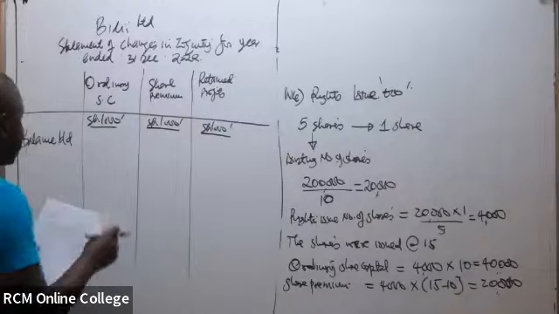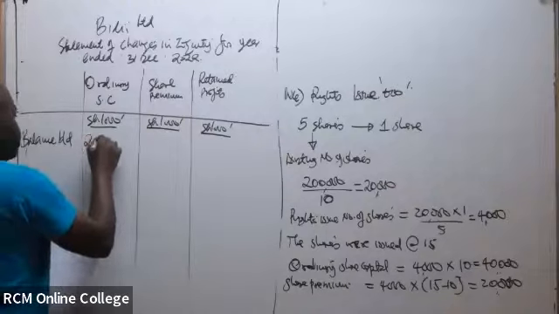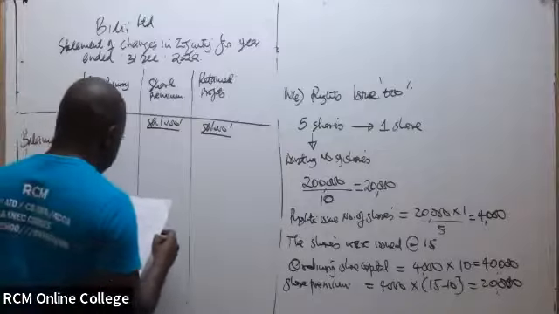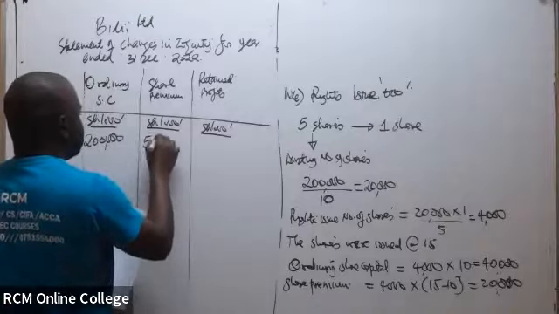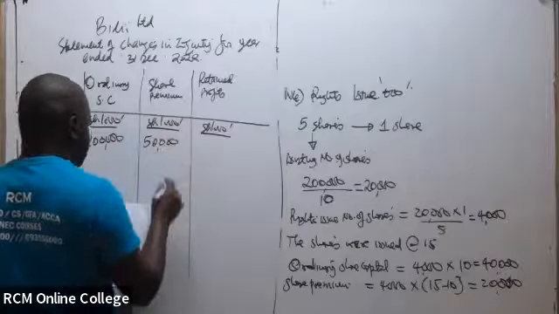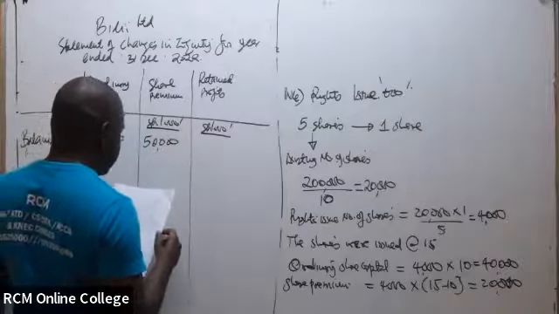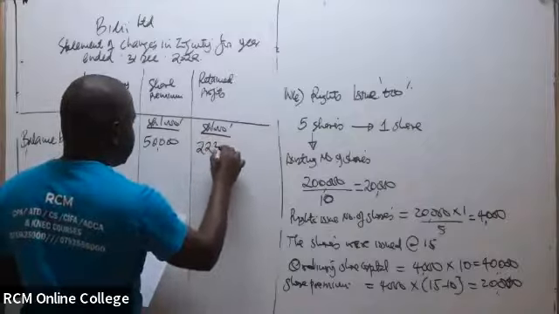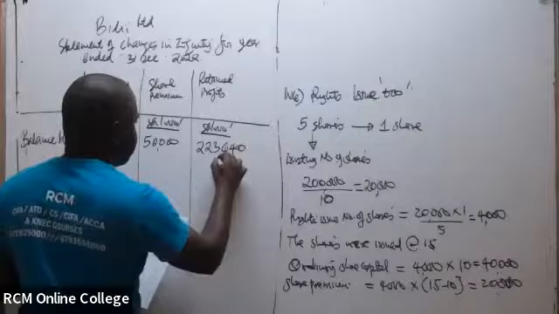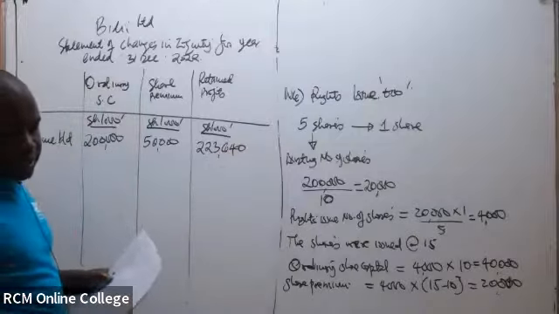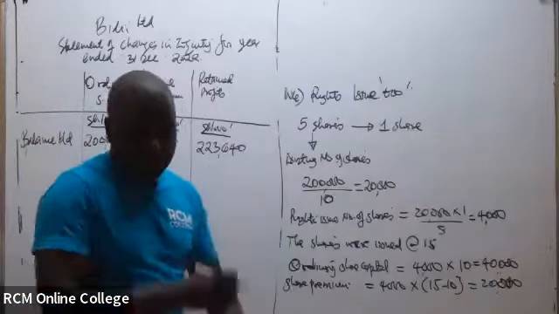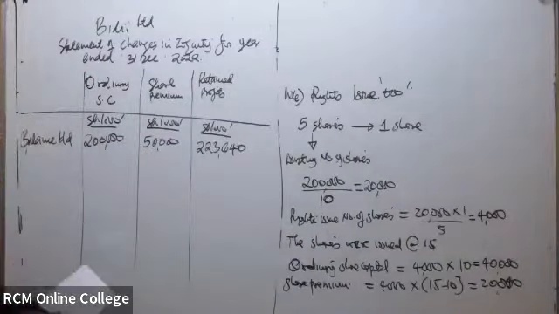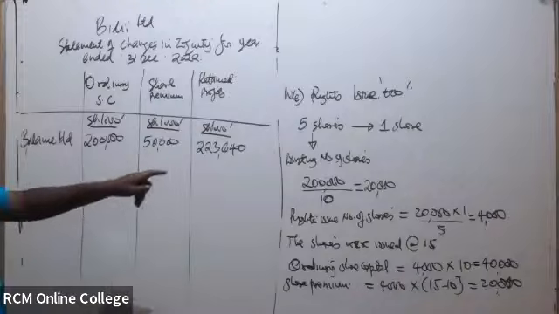So for the ordinary share capital, we have 200 million. For share premium, we have 50 million. For retained profits, we have 223,640. But remember, there's something I told you about this one.